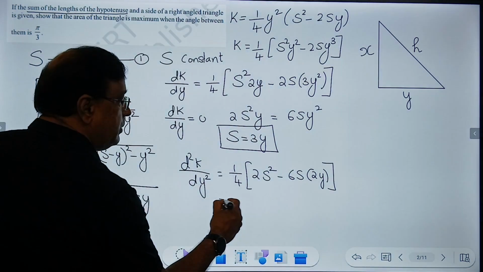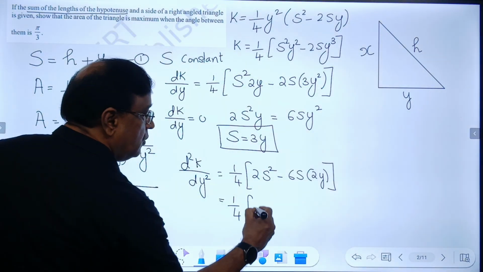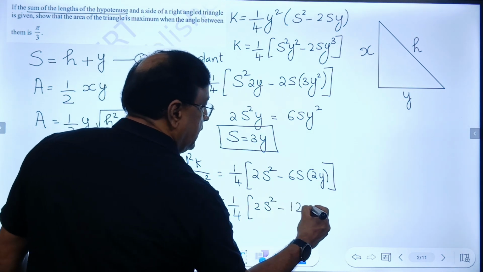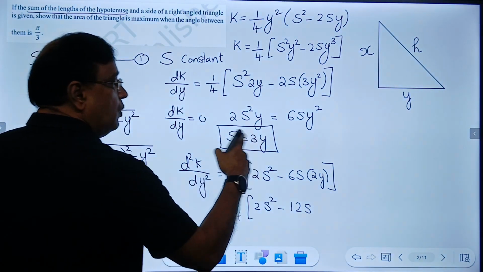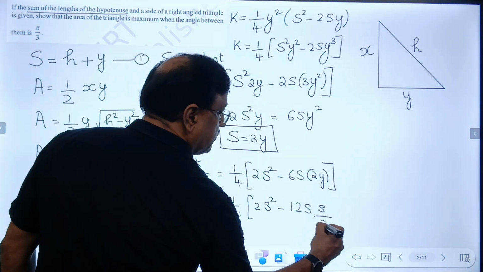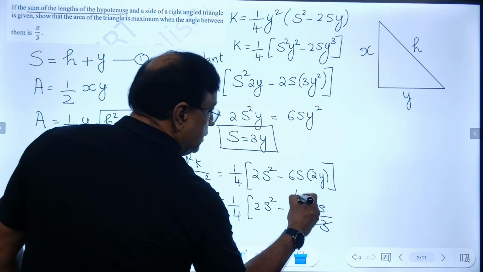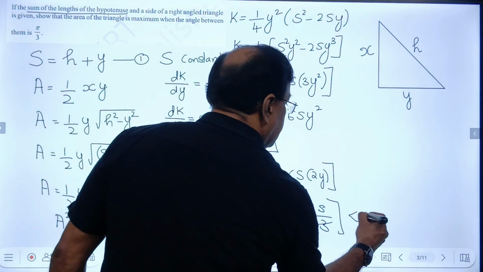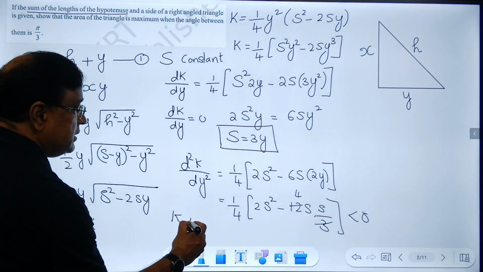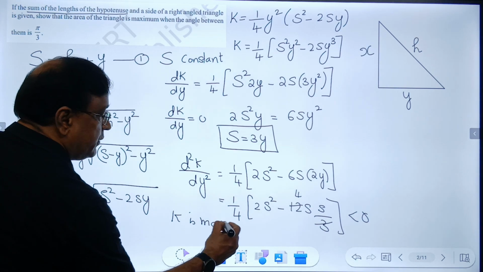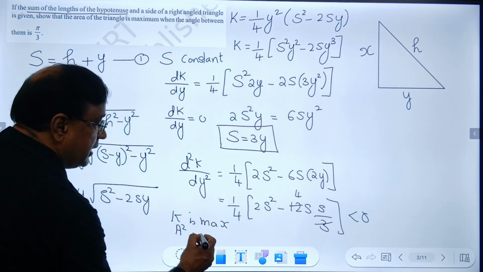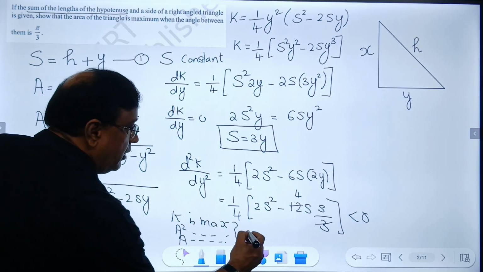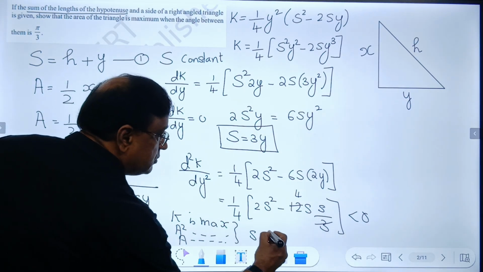Okay, so this will be 1 by 4 into 2s square minus 12s. What is my y? Y is s by 3. So you can see clearly you have 2s square minus 4s square, which is obviously negative. Therefore, k is maxima. If k is maxima, a square is maxima. If a square is maxima, a is maxima when? When s is equal to 3y.